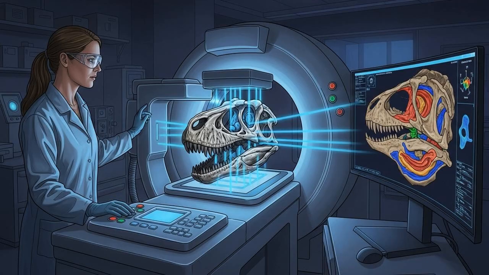The first, and perhaps most powerful tool, is computed tomography, or CT scanning, which you might know from the medical world. A CT scanner uses X-rays to take thousands of 2D cross-sectional images, or slices, of a fossil. A computer then stacks these slices together to create a perfect 3D model, revealing not just the outside, but the complete internal anatomy, all without causing a single scratch.